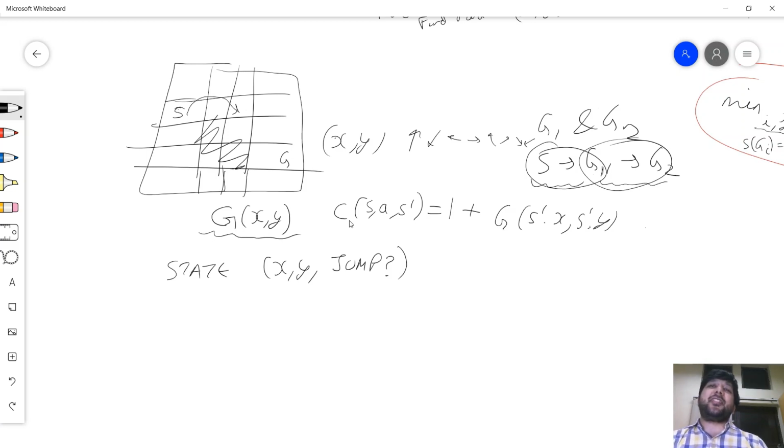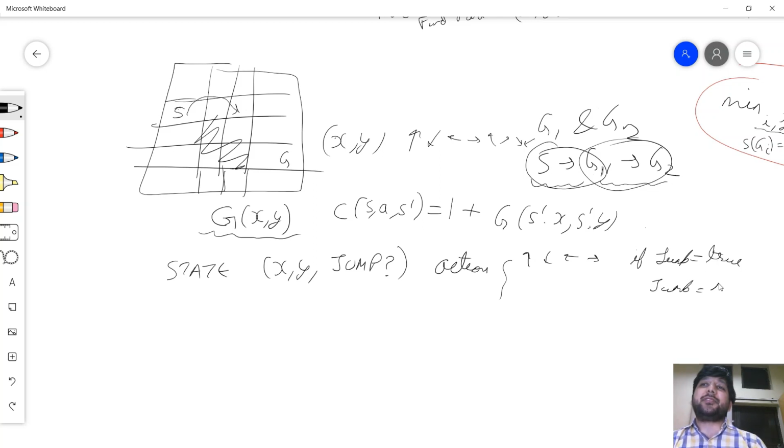The action will of course be just up, down, right, left. Let's only consider 4. If jump is equal to true, that means if I've already made the jump, and if jump is equal to false, then I not only have up, down, right, left, I also have jump up, jump down, jump right, and jump left. So that's how I decide.